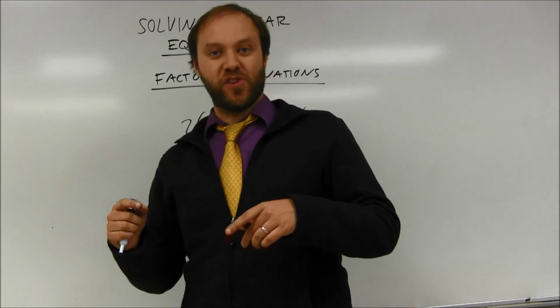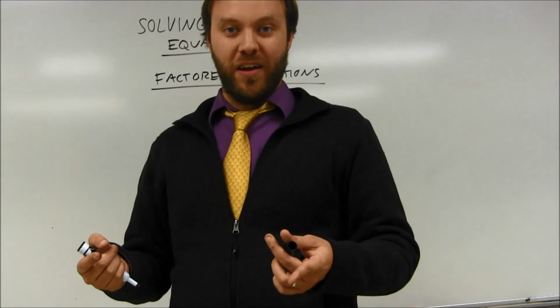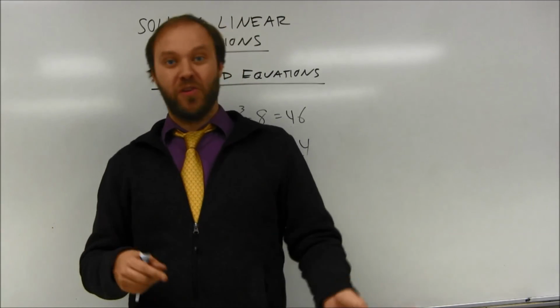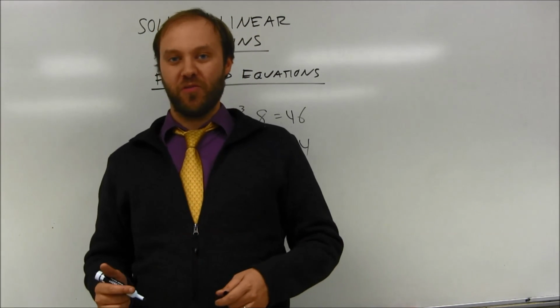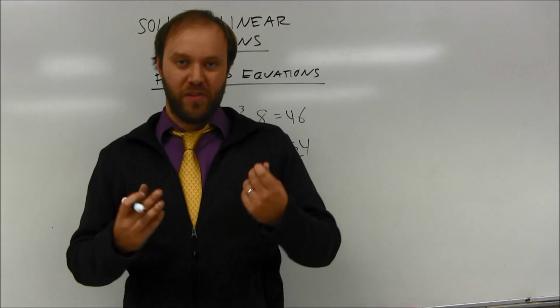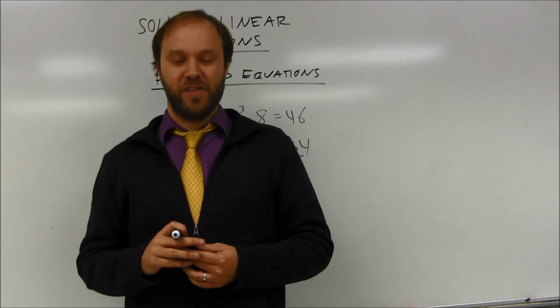So you undo a square root by squaring. You undo squaring by taking a square root. You undo cubing by taking a cube root. It's a pretty simple pattern, just really working backwards like you did with most of the other problems you did in Algebra 1.